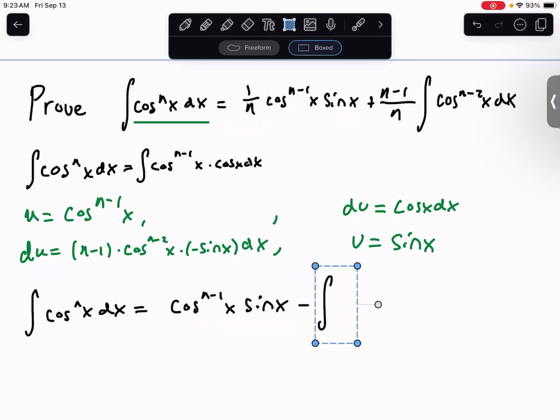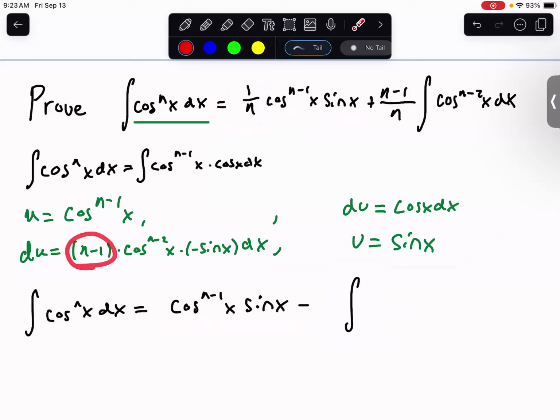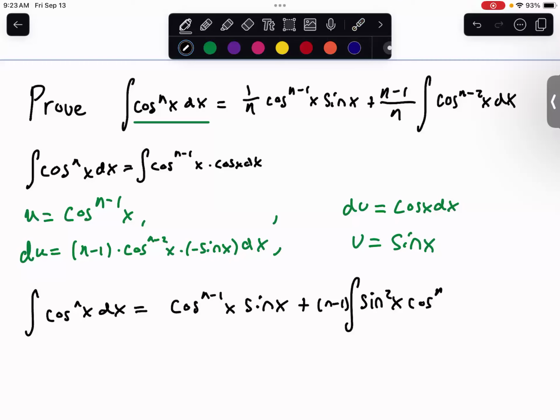And so let's look at what we have for our coefficients. So we have an n minus 1 in front. That's where this n minus 1 is going to show up. And then we also have a minus sine of x. So we have a minus sign, like this whole thing is being multiplied by minus 1. So we can bring that outside to make it so this is going to be a plus. And so then what's left? We have a sine of x multiplied by a sine of x. So we have a sine squared of x. And then we also have this cosine to the n minus 2 power dx.